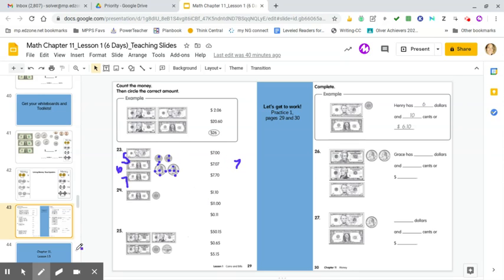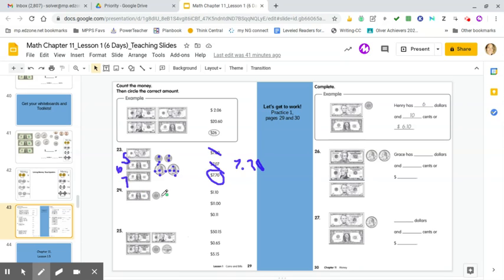And now you're going to skip count by 5. So 5, 10, 15, 20, 25, 30, 35, 40, 45, 50, 55, 60, 65, 70. So you have 70 cents. Make sure you pick the one that equals $7.70. Notice how this one says 7 cents. You don't want that one. This one says $7. You don't want that one. So you want the one that says $7.70.